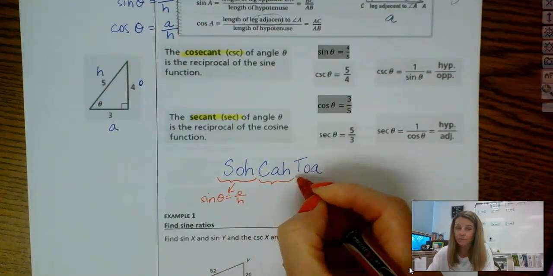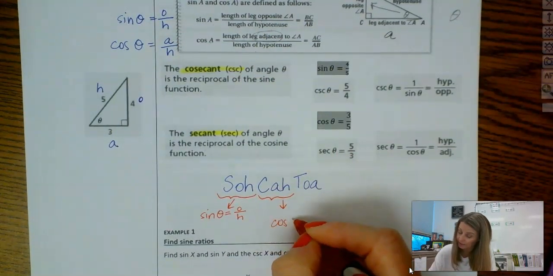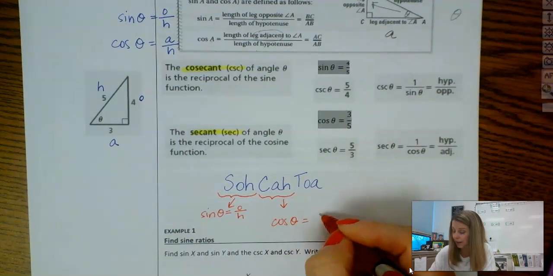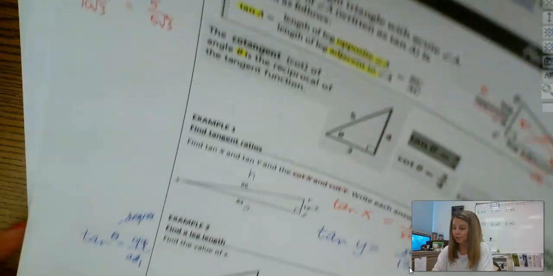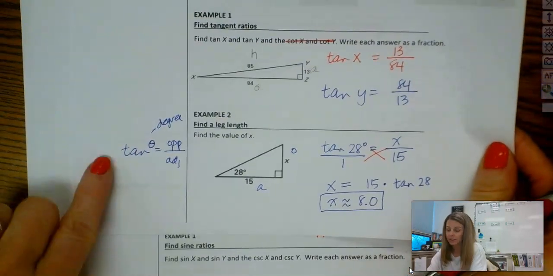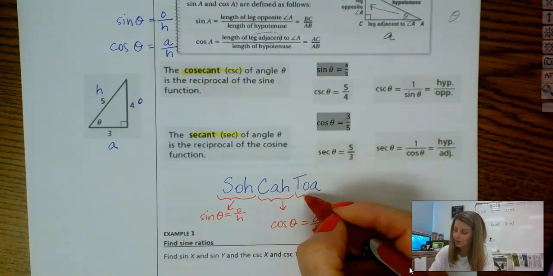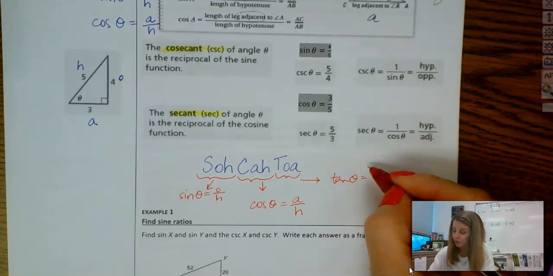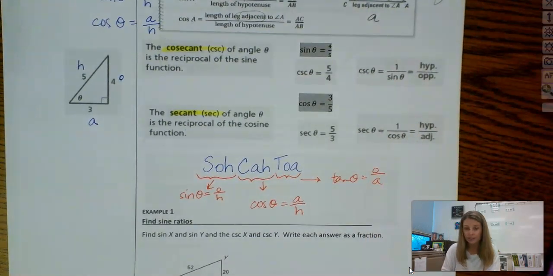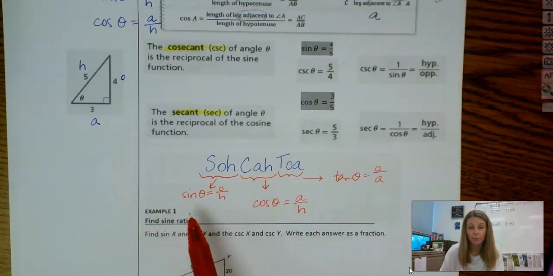CAH. Cosine is our adjacent over hypotenuse. So the cosine of any angle, I'll just use theta, is equal to A over H. And then if you go back to tangent from the prior lesson, tangent is equal to the opposite leg over adjacent leg, and look at your acronym, TOA. Okay, so over here I've got the tangent of theta, any angle, is equal to O over A, opposite over adjacent. SOHCAHTOA. So I'm going to encourage you to write this at the top of your paper anytime you're working with sine, cosine, or tangent.